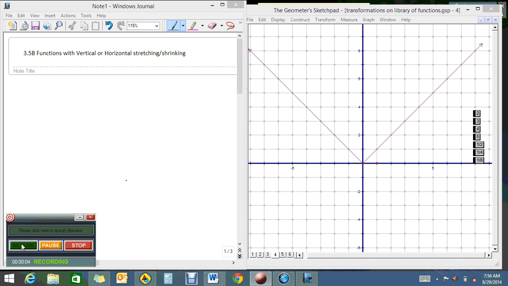Okay, we're going to carry on with 3.5. So we're going to talk about stretching and shrinking the functions. So here I have the standard absolute value function.